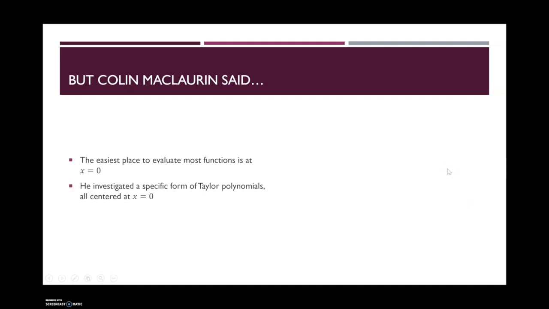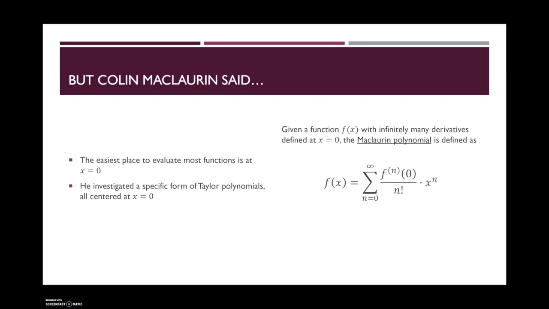And so he investigated a specific form of Taylor polynomials, all centered at x equals 0. And he said, given a function f of x with infinitely many derivatives defined at x equals 0, the Maclaurin polynomial is defined as the series from 0 to infinity of specifically the nth derivative at 0 over n factorial times x to the n. And notice, not an entirely new concept, it's just a Taylor polynomial with c equal to 0. But it makes calculations on developing these polynomials much easier because 0 is a very friendly value.